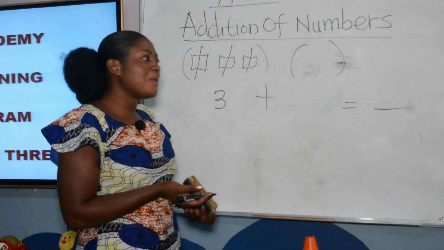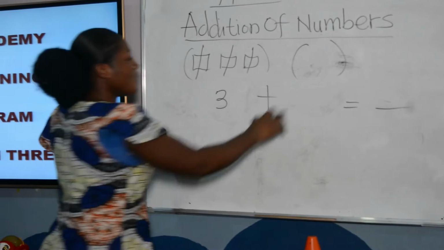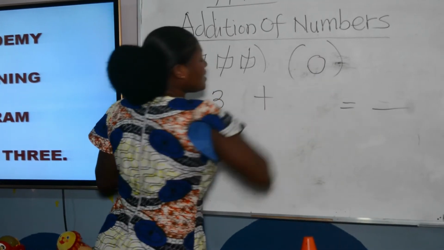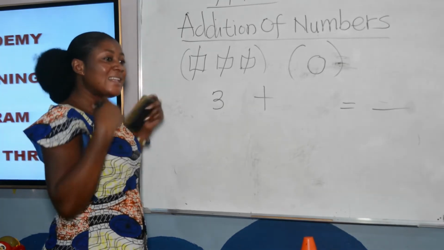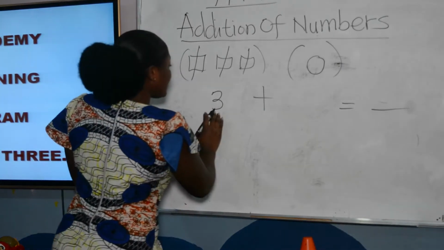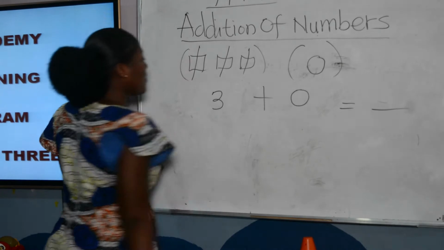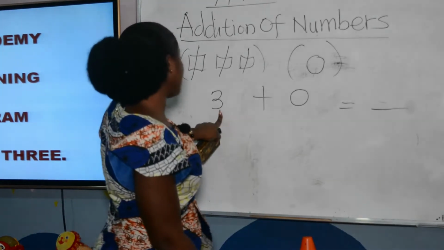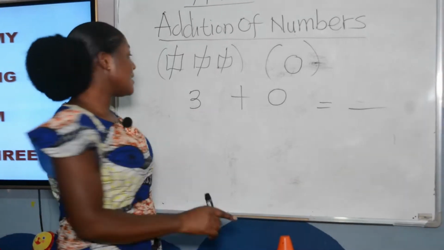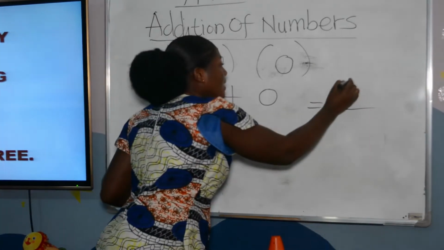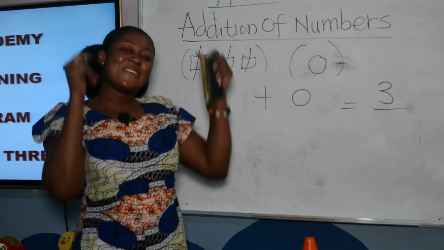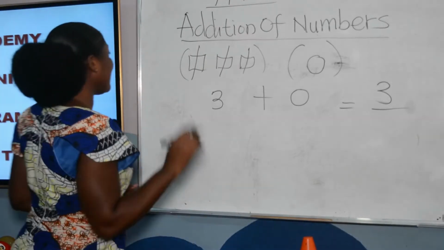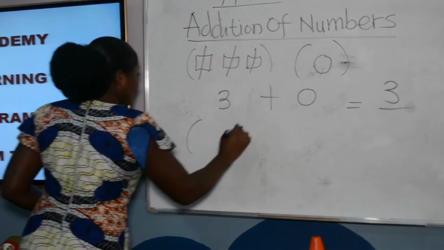What am I going to write? Okay, don't worry. If there is nothing there, it means this place is what? 0. 0 means nothing. So it means 3 plus what? 0. And 3 plus 0 will give you the same number, which is what? 3. So 3 plus 0 will give you what? 3. Clap for yourself. Well done, well done. Good boy. Okay, now let's go to the next one.